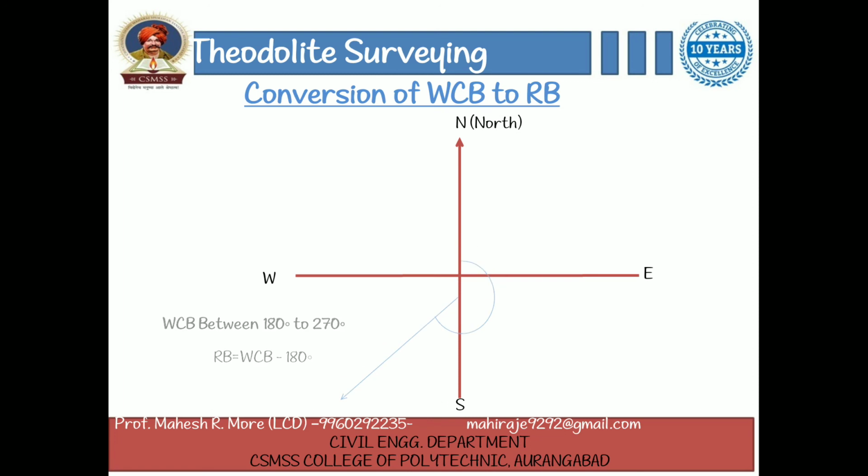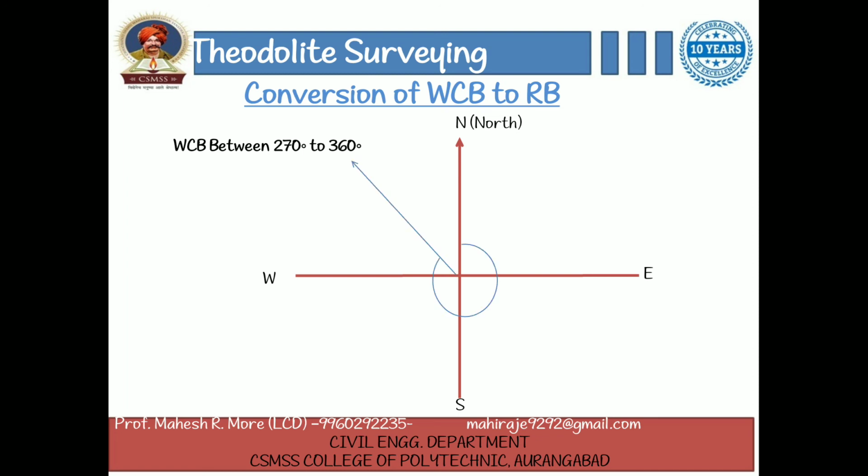And in the last quadrant, that means the fourth quadrant, the northwest quadrant, the whole circle bearing is between 270 degree to 360 degree. The reduced bearing can be calculated by using the formula: RB is equal to 360 minus whole circle bearing.